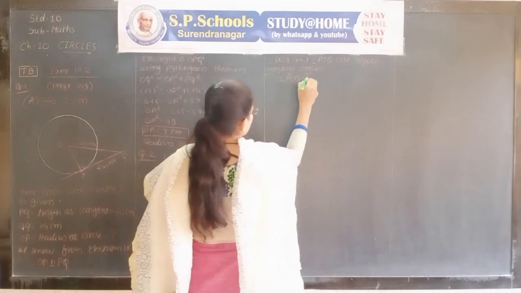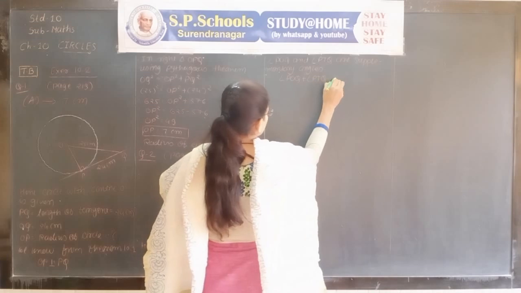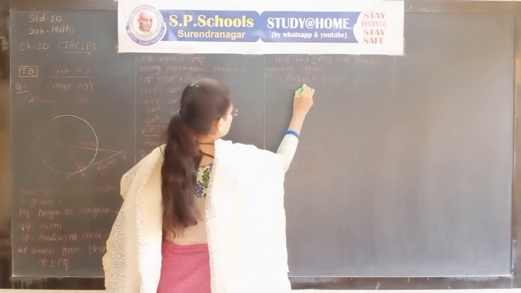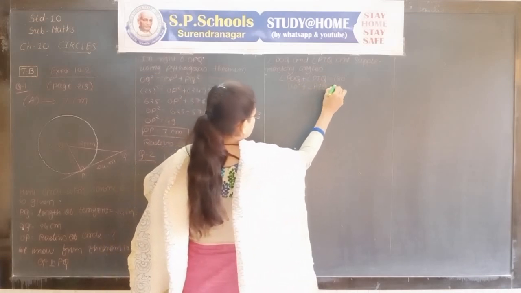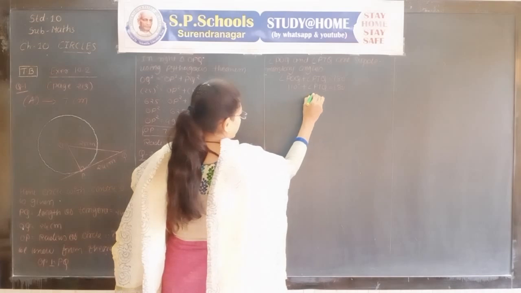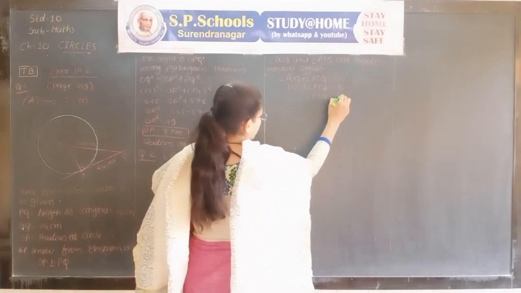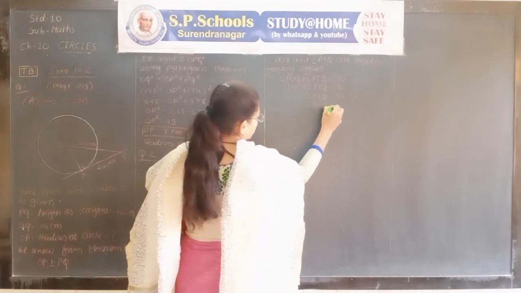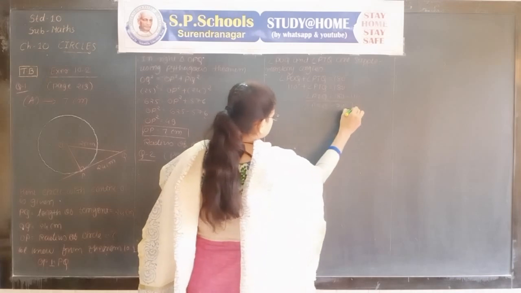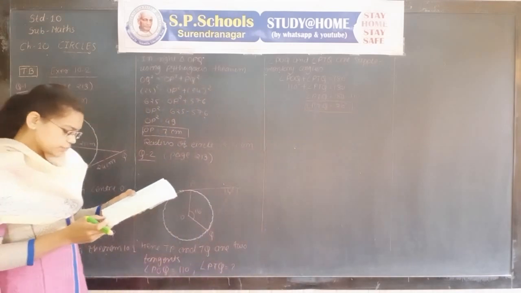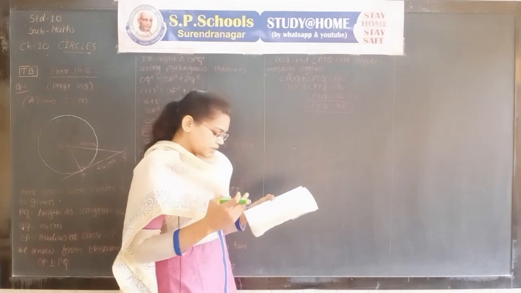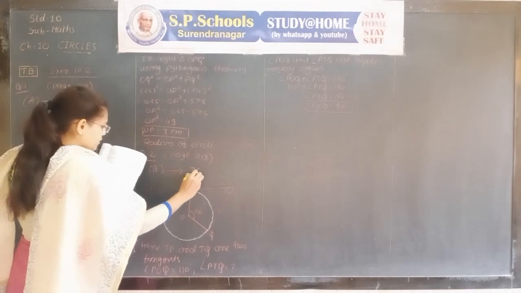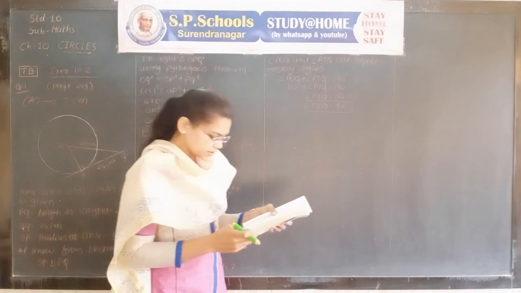Angle POQ plus angle PTQ is equal to 180 degrees. POQ is 110, angle PTQ remains as it is, equal to 180. By making angle PTQ the subject, we get 180 minus 110, so that angle PTQ is equal to 70 degrees. In the textbook, there are 4 options: 60 degrees, 70 degrees, 80 degrees and 90 degrees. Option B is correct. Option B is 70 degrees, which is our correct answer.